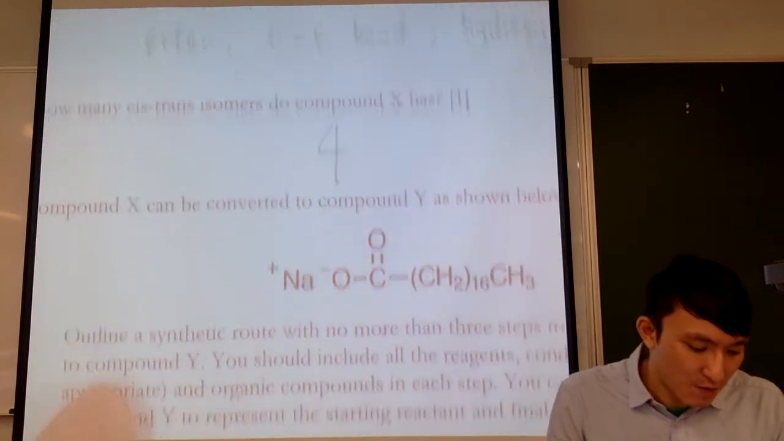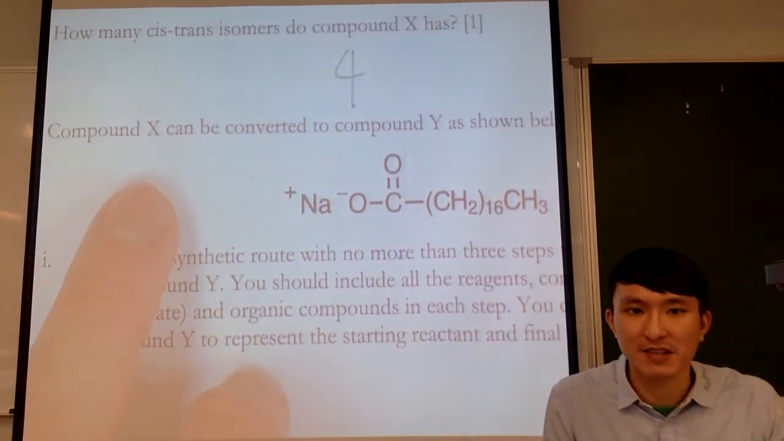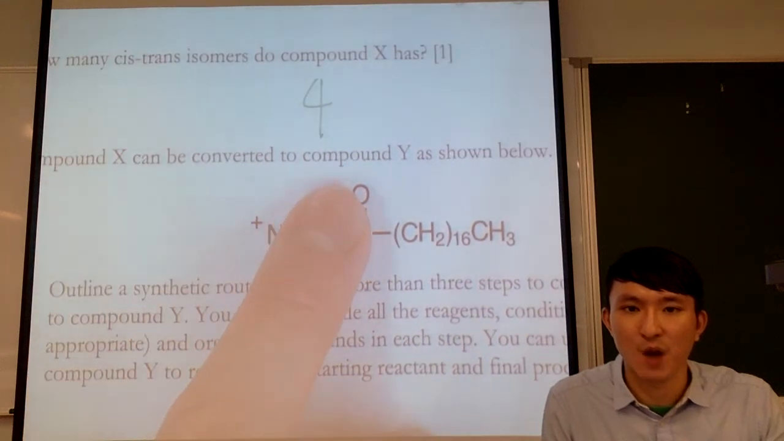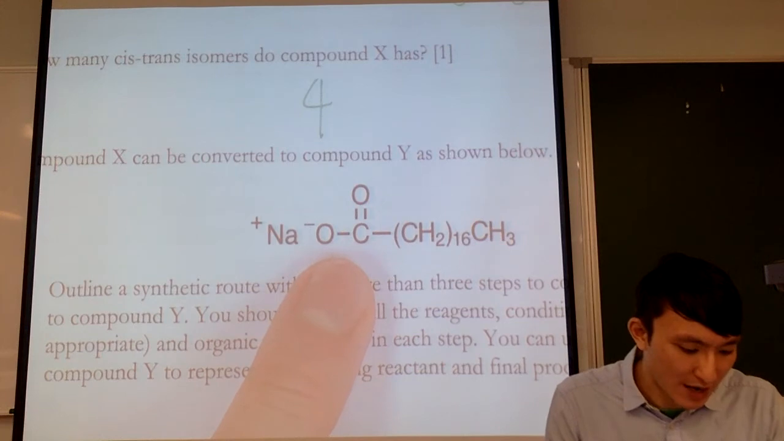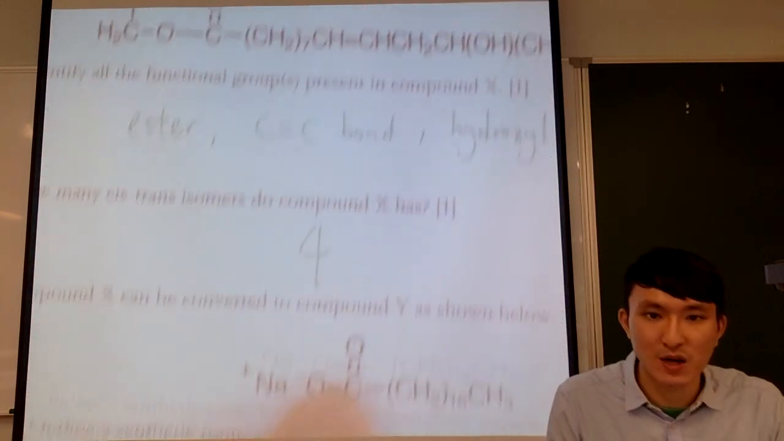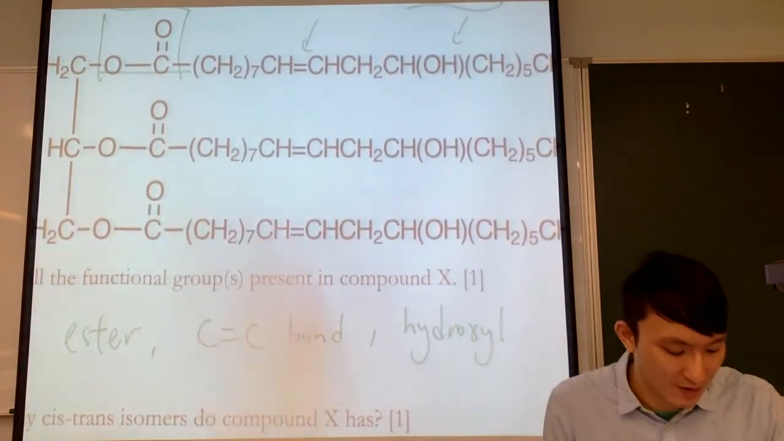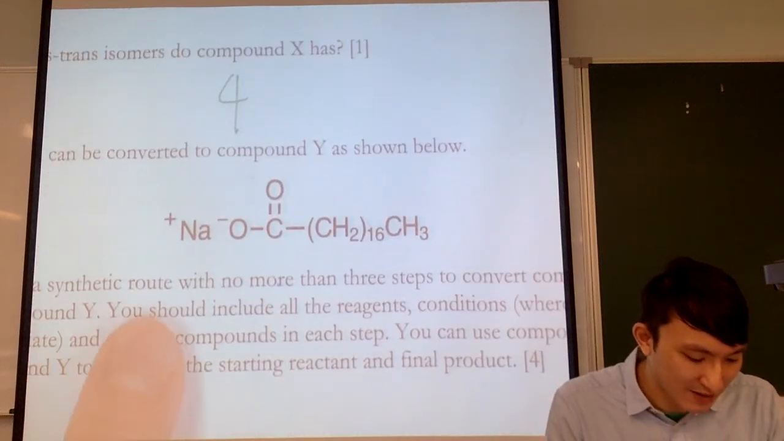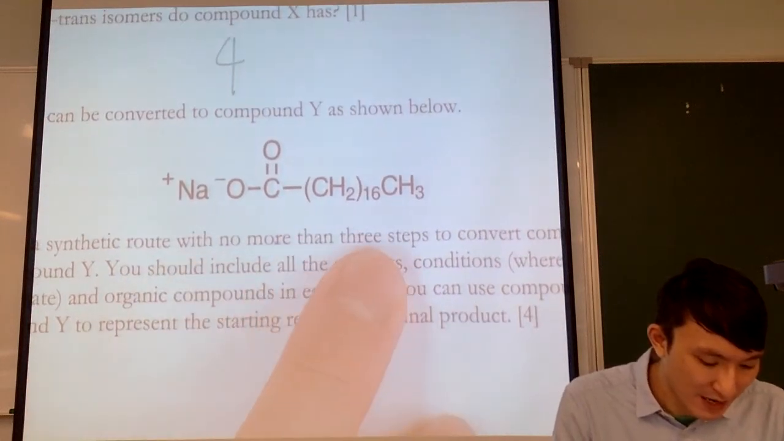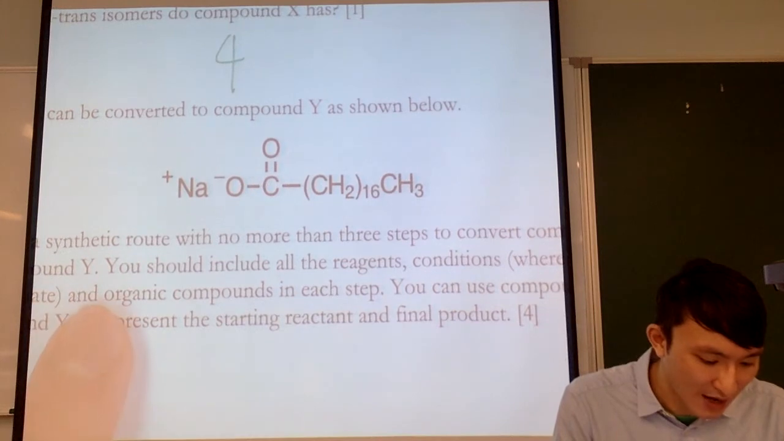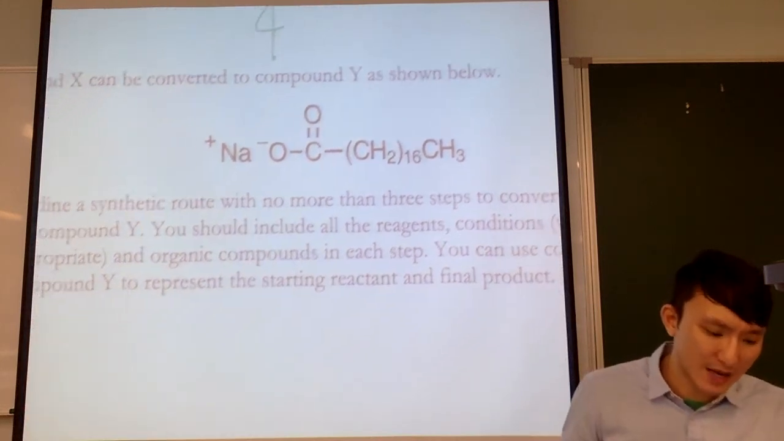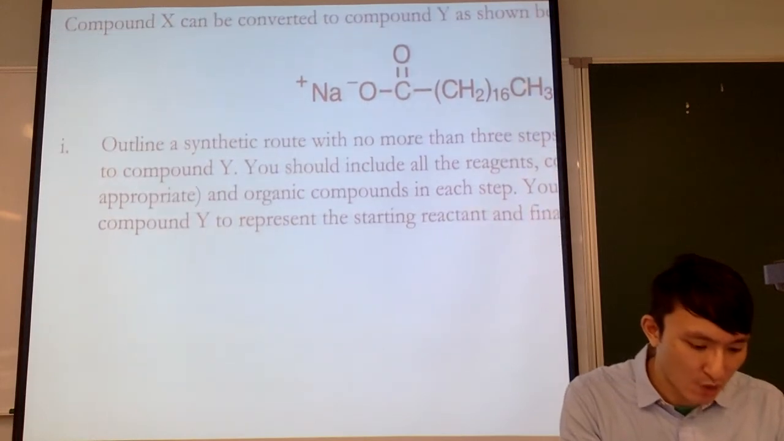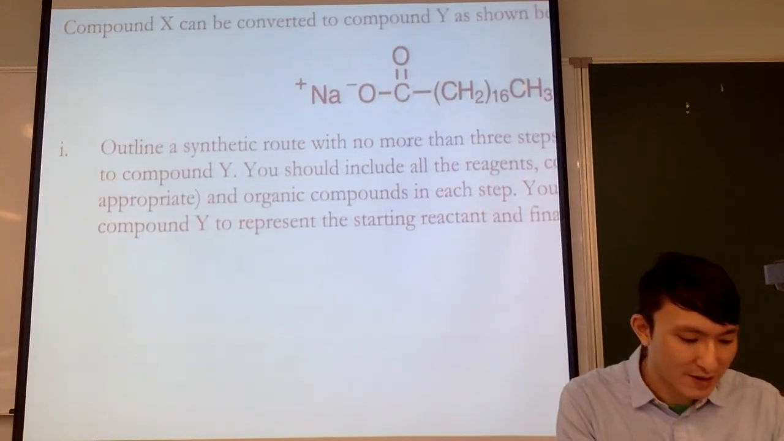All right, now C1 here, compound X can be converted to compound Y as shown below. So this is compound Y. So how is this one coming from this one? Here, outline a synthetic route with no more than three steps to convert X into Y. You should include all the reagents. Now this one is quite complicated, but we still have to try.